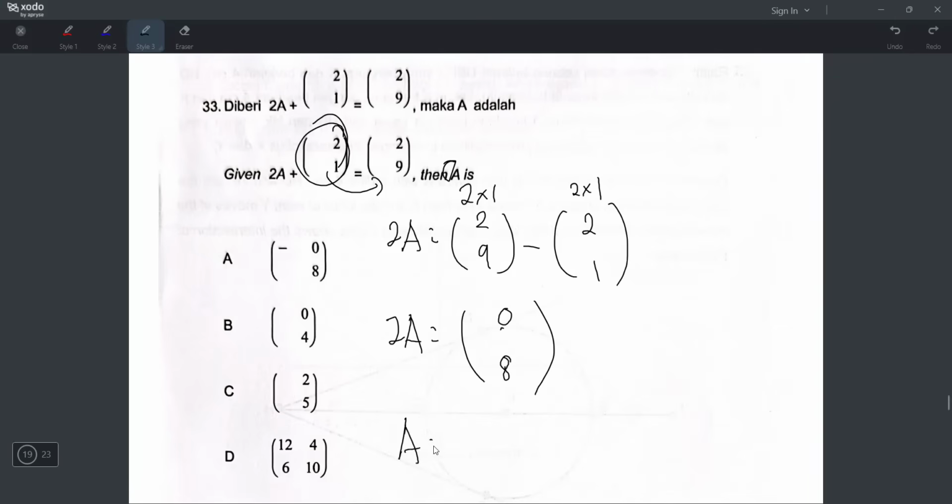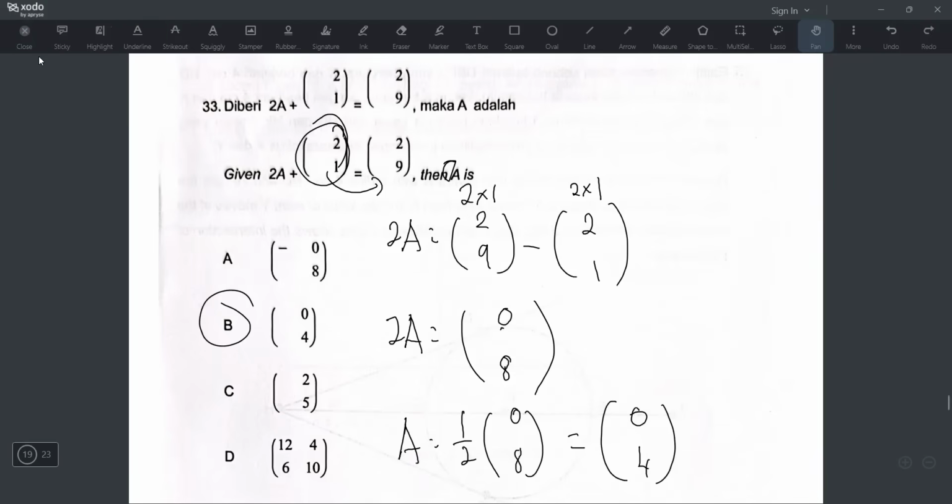Now, I want to find a. So, if you want the a to be single, the 2 has to move there. So, the 2 and a, what's the relationship? Times 2. So, it becomes divide 2. Or you can say 1 over 2 multiply with 0, 8. Same thing. Times 1 over 2 means divide 2. So, the answer will be 0 divide 2, which is 0. 8 divide 2 is 4. Because if I have a number like that times with a matrix, it means every number inside the bracket all have to times 1 over 2. So the 0 has to divide 2, 8 also has to divide 2. So the answer is B. Okay, so that's it.